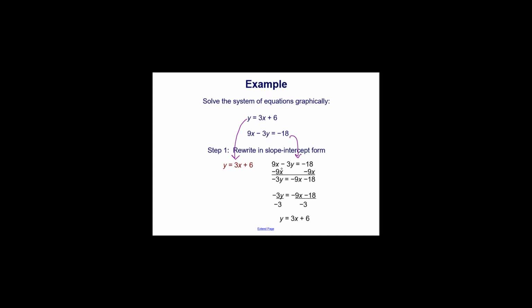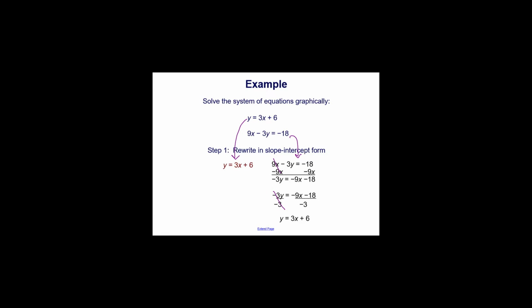So the first thing we'll do is subtract 9x from both sides of the equation. That gives us negative 3y equals negative 9x minus 18. Then we'll divide both sides by negative 3, which gives the equation y equals 3x plus 6.